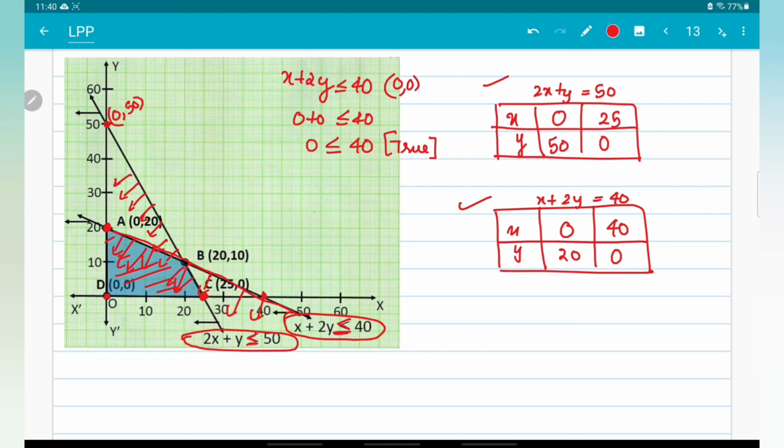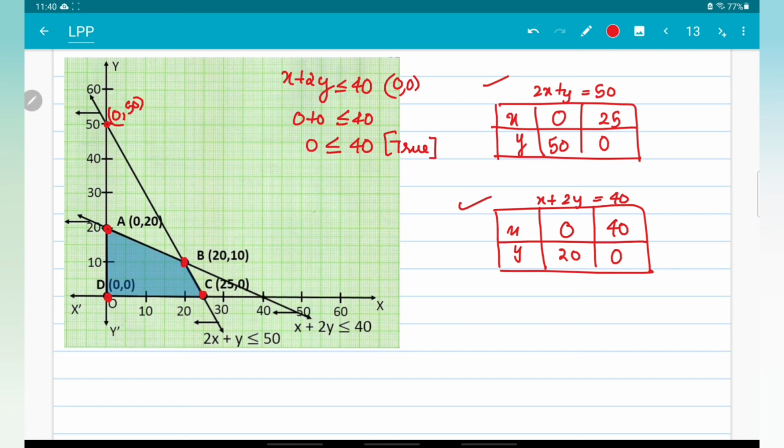So since we found our feasible region, that is our common region, the next step is to find the corner points and then find the value of z. Here this blue part is our feasible region. If I have to check the corner points, A is one corner point, C is one corner point, and D is one corner point, that is 0, 20, 25, 0 and 0, 0. These three corner points I can already see from the graph.